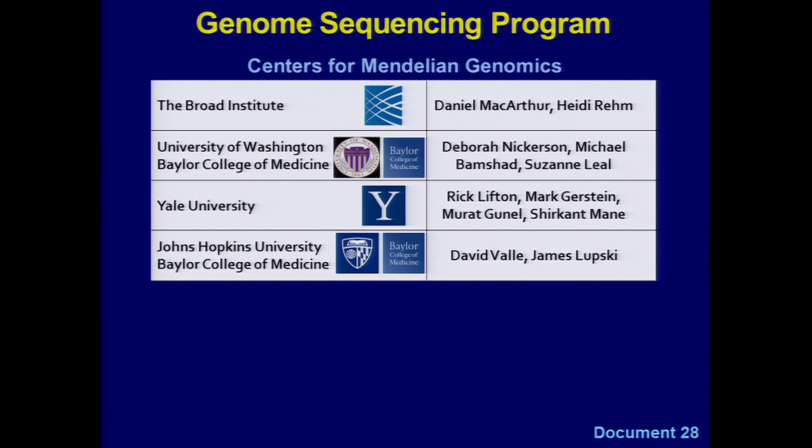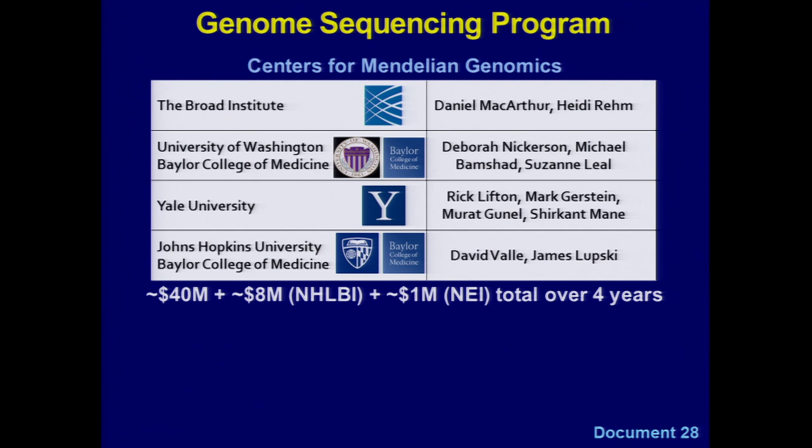We also recently announced the next phase for the Centers for Mendelian Genomics, which will now consist of four centers. The center at the Broad Institute is new to this program. The three renewing centers are at the University of Washington in collaboration with Baylor College of Medicine, Yale University, and Johns Hopkins University in collaboration with Baylor College of Medicine. These centers will receive a total of $49 million, with $40 million coming from NHGRI, $8 million coming from NHLBI, and $1 million from NEI, all over 4 years.